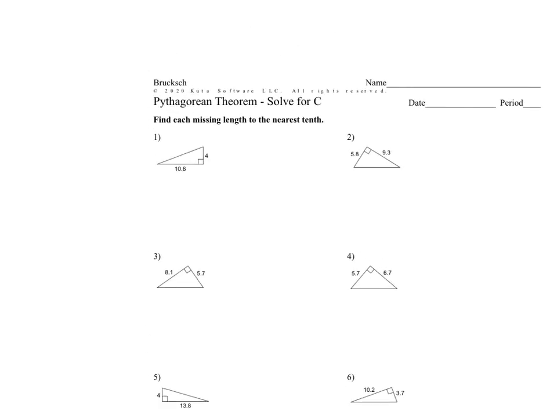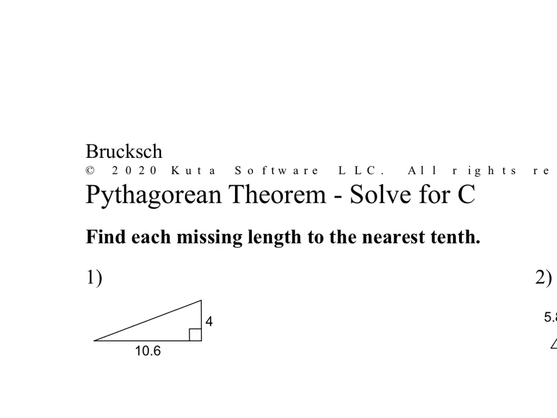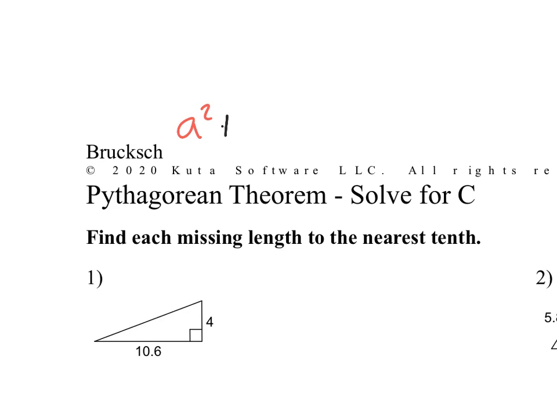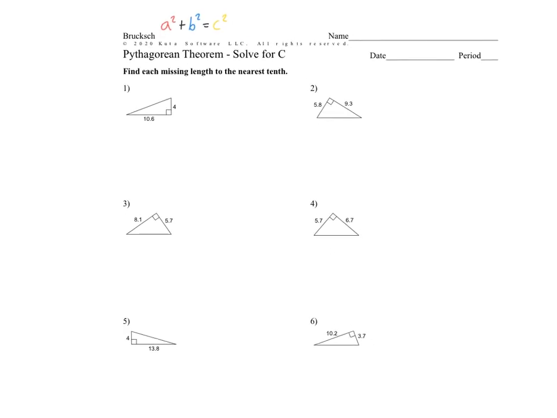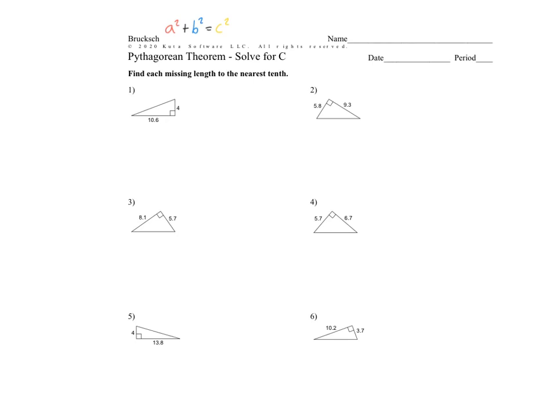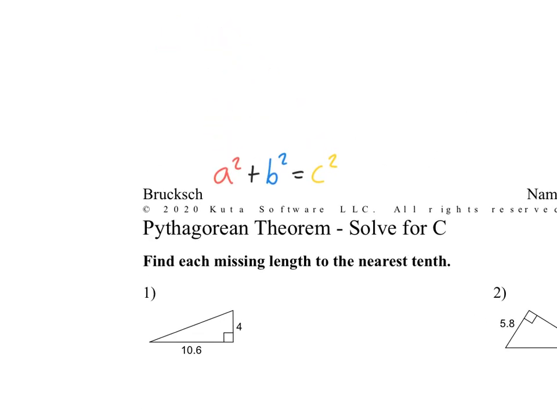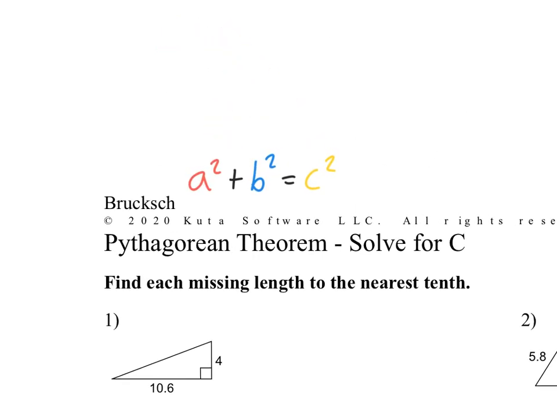This video is going to be our Pythagorean theorem introduction. The Pythagorean theorem formula that we are going to be using is a squared plus b squared equals c squared. Something I was hoping most of you noticed on this page is that every single one of these problems is a right triangle. Pythagorean theorem only deals with right triangles.